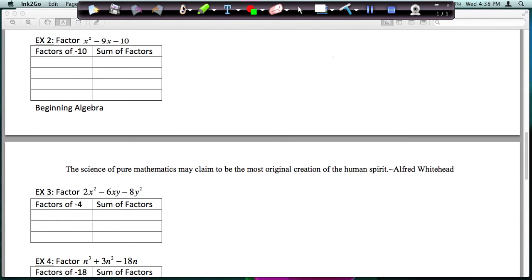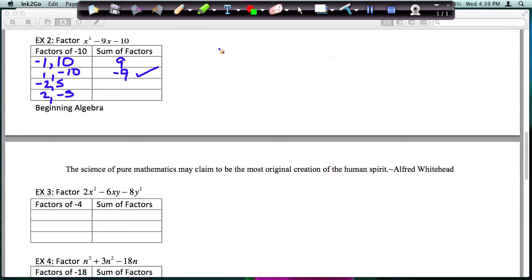Okay, let's look at this next example. We again have a c that's negative. We have a negative 10. So we've already done positive 10. So looking at negative 10, we could have negative 1 and 10, 1 and negative 10, negative 2 and 5, or 2 and negative 5. And I'm looking for the combination that adds to be a negative 9. And it happens to be the second one. Once you find it, we can stop.